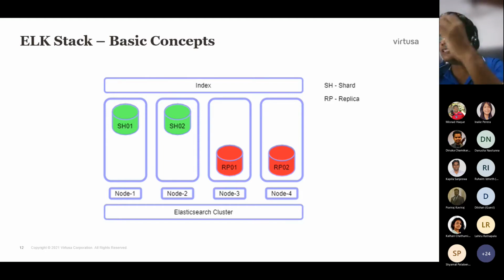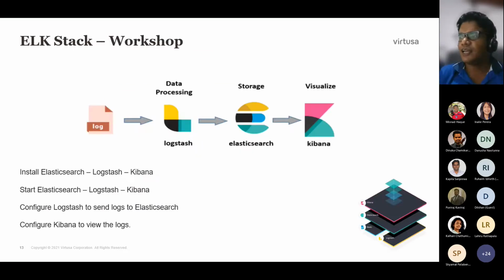These are the basic Elasticsearch concepts. You should know the document, the index, and the field, and that everything is stored in JSON format, along with the Elasticsearch cluster, the shards and the replicas. Then the next thing is the workshop.